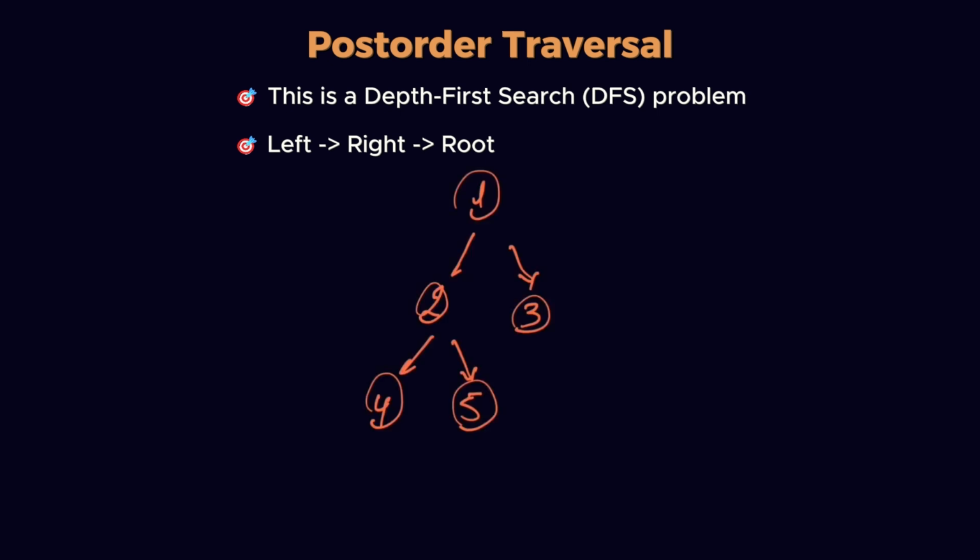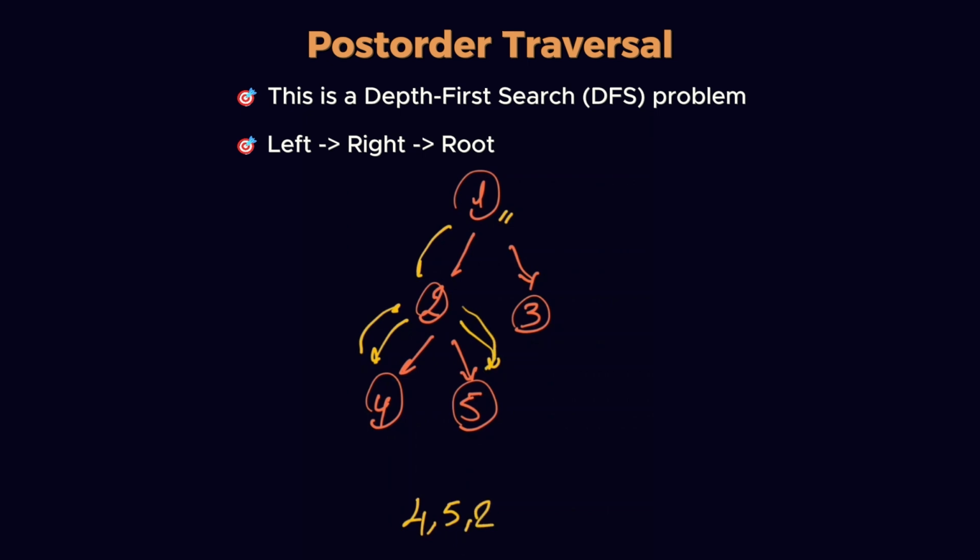Start at root, node 1. We go left first, move to 2. Follow the rules. Left first, move to 4. Node 4 has no children. Both left and right are empty, so we visit it. Go back to 2. 2 has a right child, so go right. Node 5 has no children, so we visit it. Now that left and right of 2 are visited, we visit node 2.